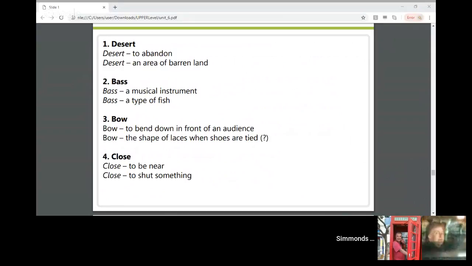Deserted island. So it is quite confusing. Do you have any other questions with this one? The first one is a verb. Is it a verb? First, desert. I want to say yes. However, I think it's more used as an adjective.